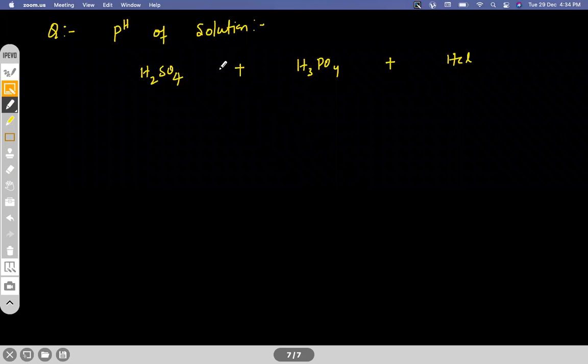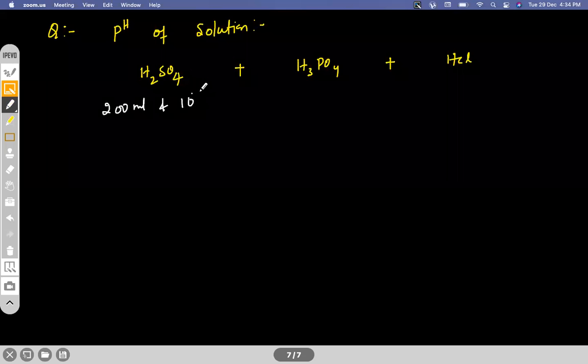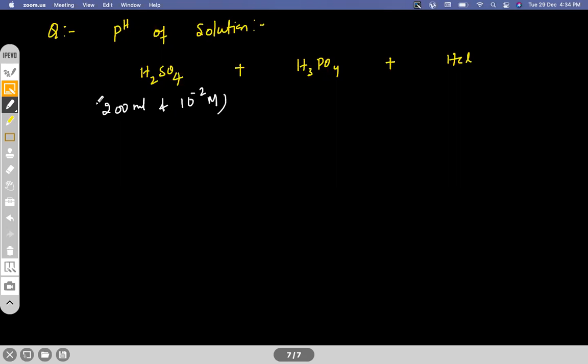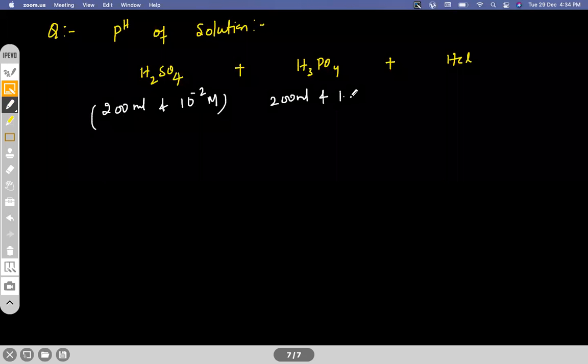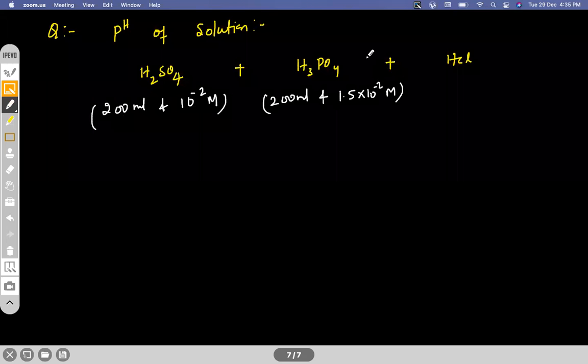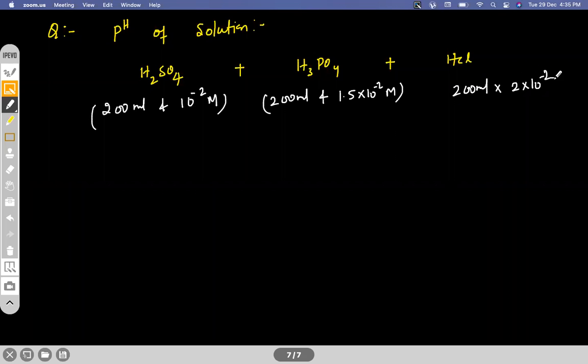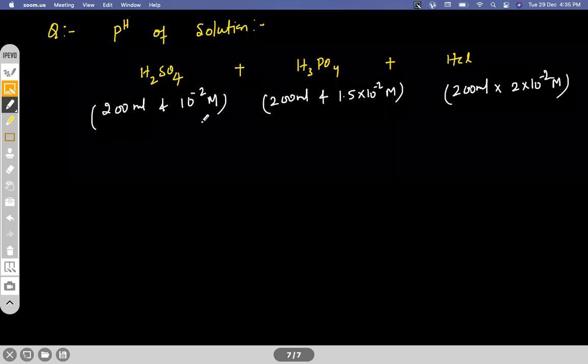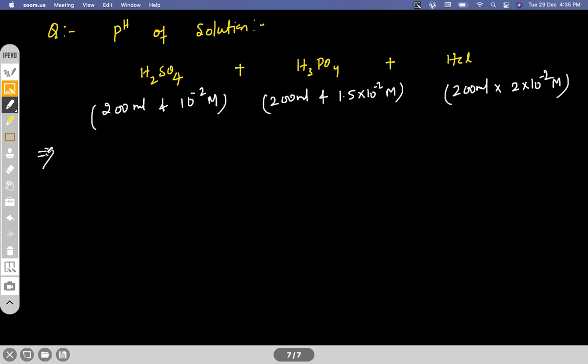For H2SO4, we have 200 ml of 10 to the power minus 2 molar solution. For H3PO4, we have 200 ml of 1.5 into 10 to the power minus 2 molar. For HCl, it is 200 ml of 2 into 10 to the power minus 2 molar. This is the data given. You need to find out the pH of the solution. Try this once.